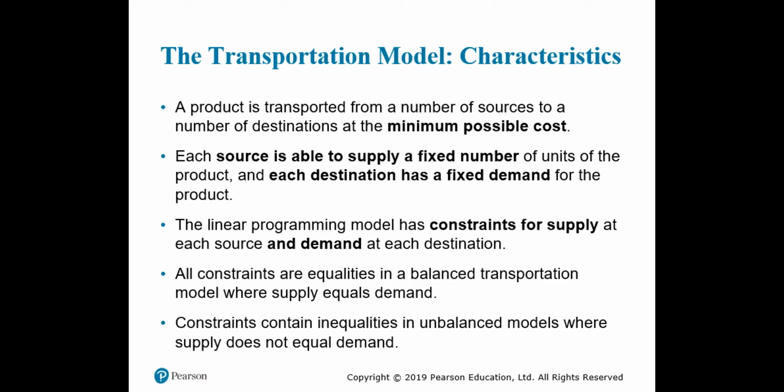And this means that we must have demand and supply constraints. So we must have a constraint for demand and a constraint for supply. Where demand is equal to supply, we have a balanced model. Where demand and supply are unequal, then we have an unbalanced model. So in a balanced model, the constraints are equalities, whereas in an unbalanced model, the constraints are inequalities. So take note of that.